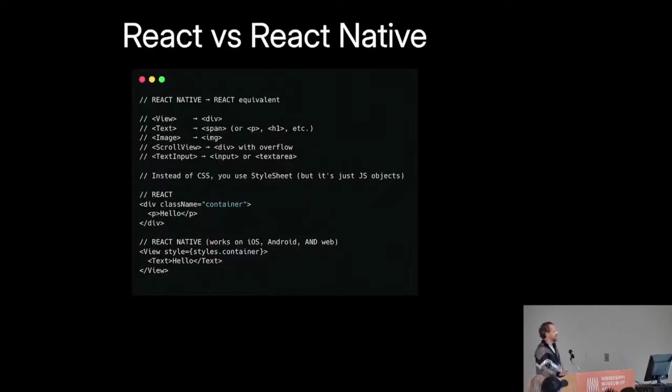And from a syntax standpoint, you can see a View just maps to a div. A Text element could either be a span or a p, a paragraph. Image is an image tag. So it's really not that different. So I always found it really great to see when somebody would join one of the projects I would work on with a React background, how fast they could get up to speed and how fast they could be contributing to the product.